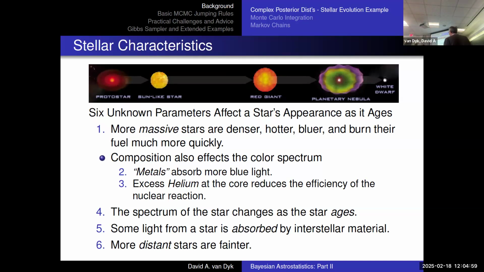Why that works is, of course, as these physical properties shift, things like the mass and the composition of the star, the color changes in one way or another. So this is outlining how some of this works. More massive stars are denser, bluer, hotter, and burn their fuel more quickly. As for the composition of stars, metals tend to absorb blue light. Helium makes the nuclear reaction at the core of the star a little less efficient. And the spectrum, of course, changes as the star ages, as mass is converted into energy. So the composition changes, and via those mechanisms the colors change. Some light is absorbed by interstellar material, and of course, more distant objects, including stars, are smaller and fainter.